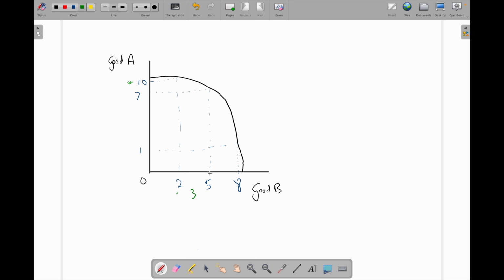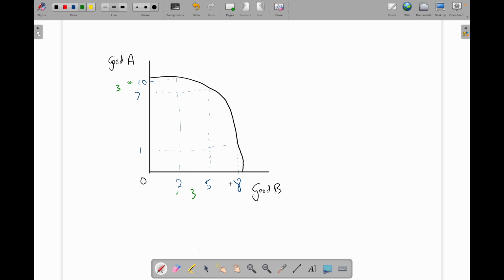Well, using the production possibility frontier, we can see that as we go up this line, as it touches the curve, and we come across to this point, the amount of good A I can produce is now 7. What does that mean? I would have given up 3 units of good A in exchange for 3 units of good B. That's our first initial opportunity cost.